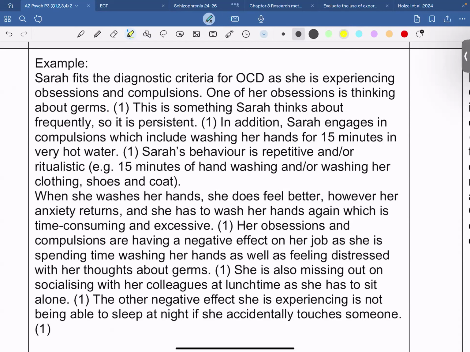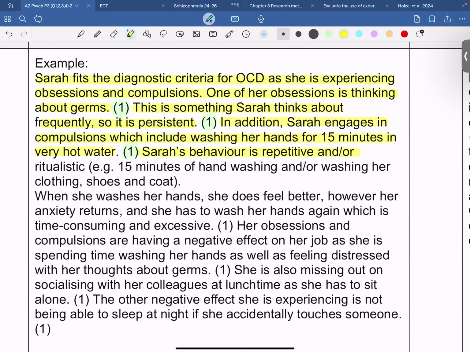Now, to begin with, Sarah fits the diagnostic criteria for OCD as she's experiencing obsessions and compulsions. One of her obsessions is thinking about germs. This is when you get the first mark. This is something Sarah thinks about frequently, so it is persistent. Hinting on persistence here. In addition, Sarah engages in compulsions, which include washing her hands for 15 minutes in very hot water. So you're specifically referring to Sarah's case here.